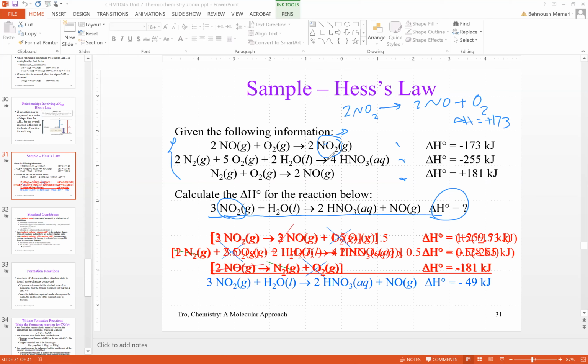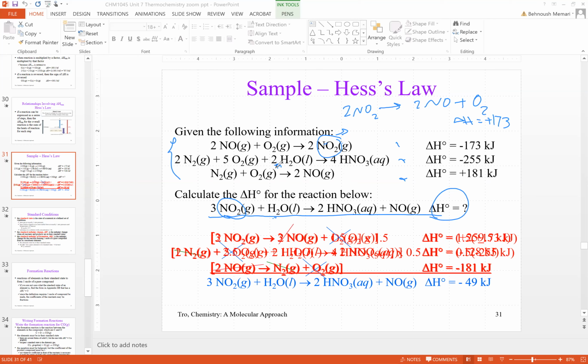We also have H2O on the reactant side. So if I look at these three reactions, H2O here is on the reactant side.